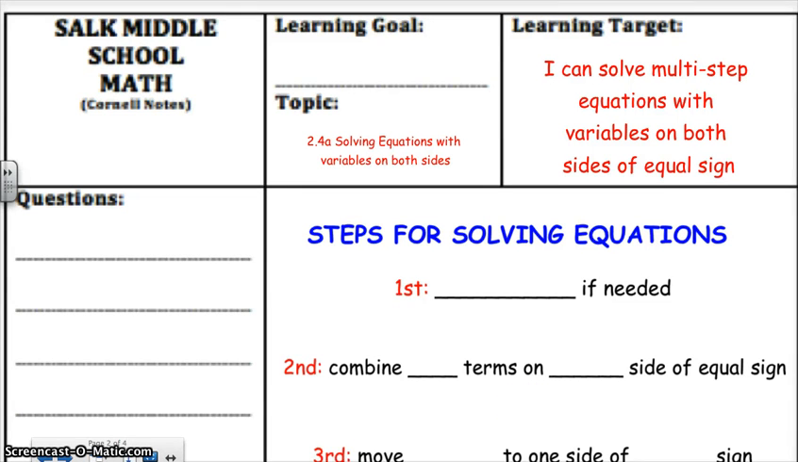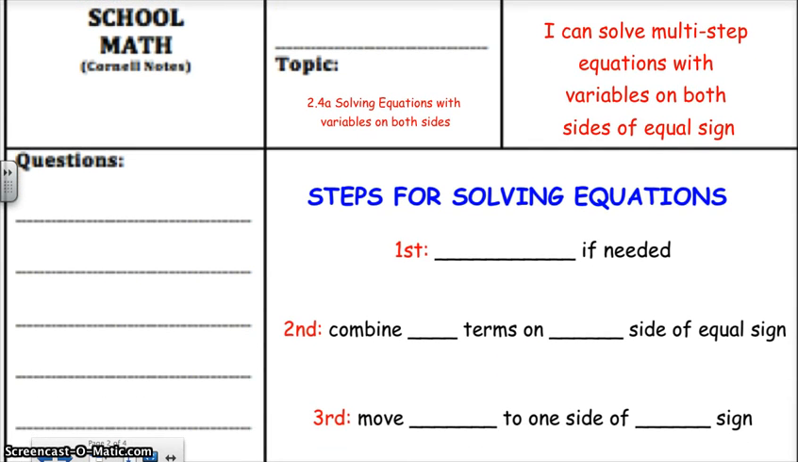We are moving on to 2.4a. We're going to make this a two-part lesson. The first part, we are going to solve multi-step equations with variables on both sides. Tomorrow's lesson, you're going to get something crazy where you're going to see things like no solution or all real numbers. It'll look like that. So your learning target today: you can solve multi-step equations with variables on both sides of the equal sign. That's your target today.